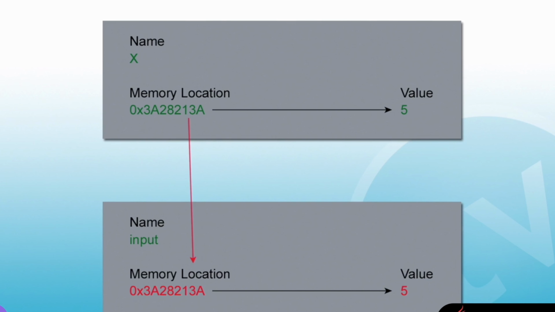Another option would be for us to create a brand new variable input, but instead of simply copying the value from the variable x to the variable input, we could cause input to reference the same memory location as x does. This would be called passing the variable x by reference. In this case, because both x and input would share a memory location where they stored their value, modifying the value of the variable input would also modify the value of the variable x.